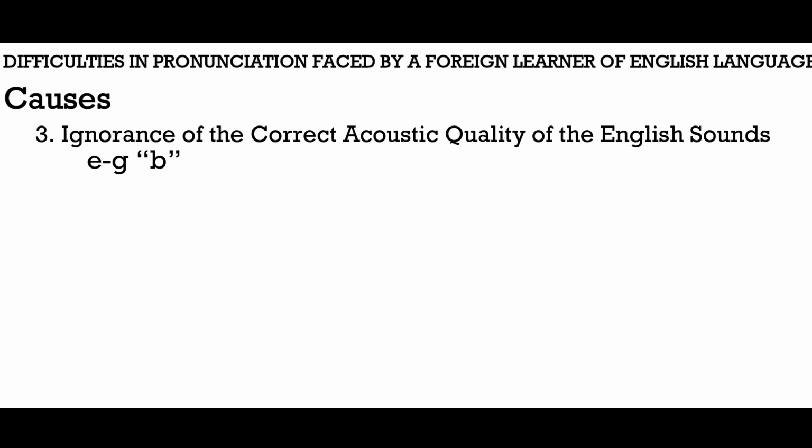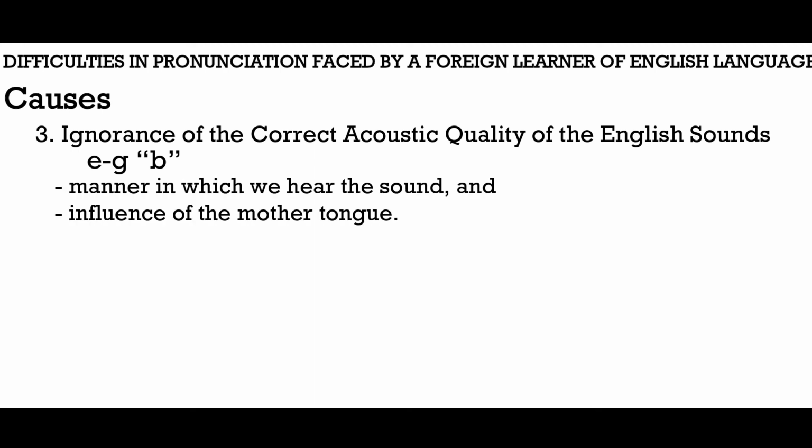So we remain ignorant of the acoustic quality of this sound, and therefore when we use those sounds, we would use slightly different sounds depending on a certain number of factors. Now, these factors may include the manner in which we hear the sound and the influence of the mother tongue, as we have already discussed as the first cause. We may be ignorant of the acoustic quality of certain English sounds, especially some vowel sounds and their phonological use.